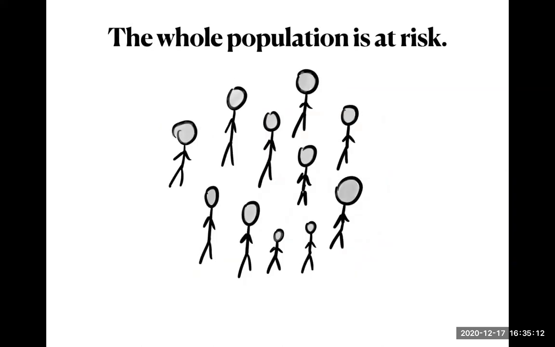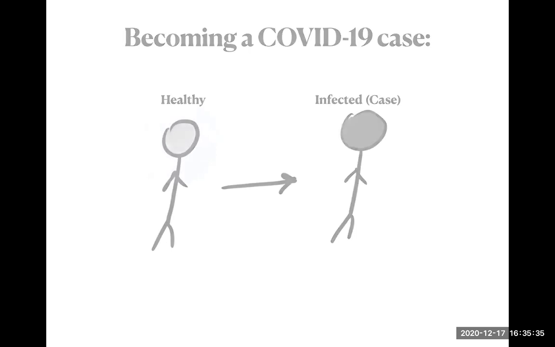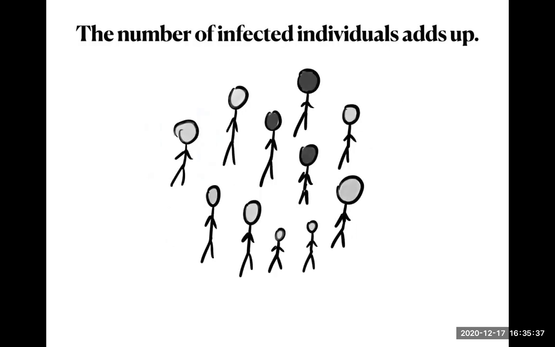COVID is impacting the whole world. The whole population is at risk of contracting the virus. An individual may become a COVID case when they've contracted the virus after being exposed to it. Maybe they're symptomatic and taking steps to figure out if they're in fact infected, but maybe they're asymptomatic and have no idea that they're carrying the virus. The number of infected individuals adds up, forming the proportion of the population that is infected.